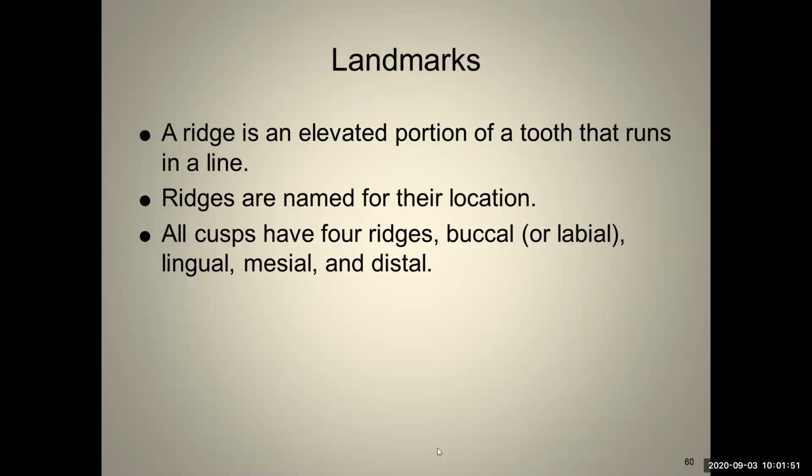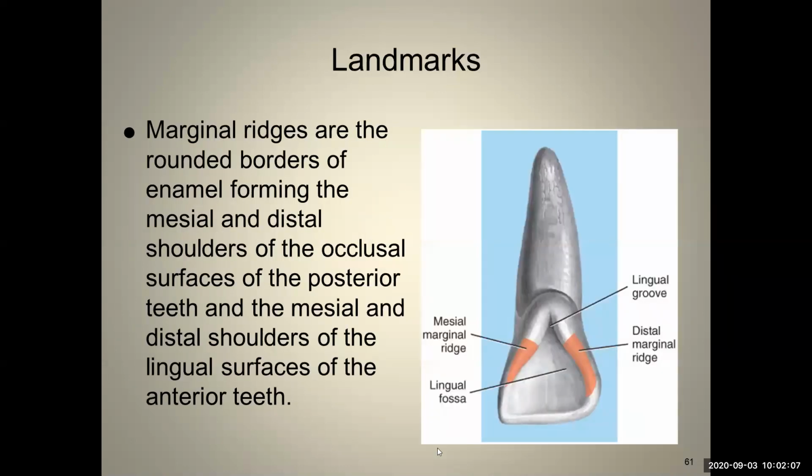All cusps have 4 ridges. You've got a buccal or a labial, or a facial, a lingual towards the tongue, a mesial towards the front of the mouth, and distal towards the back of the tooth. So the cusp is even divided into parts.